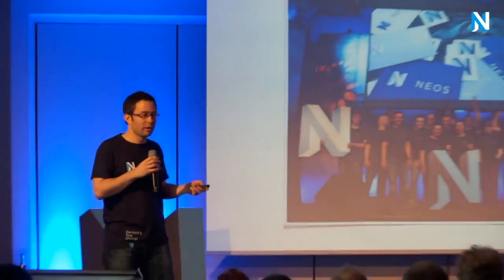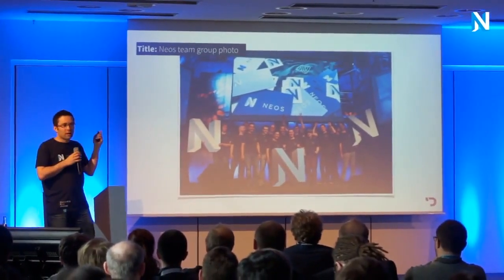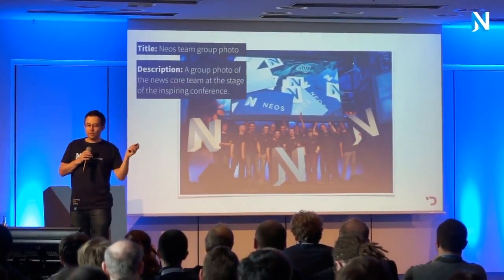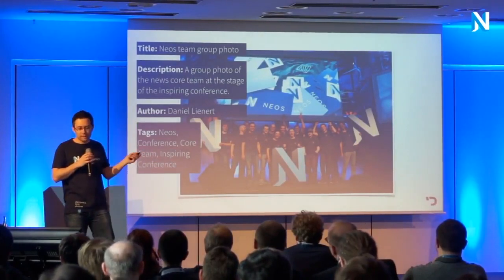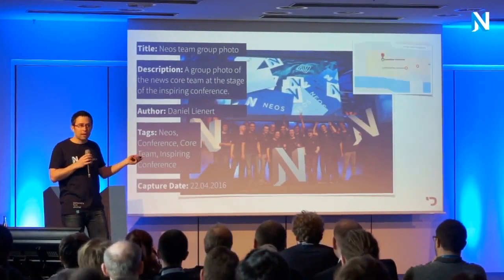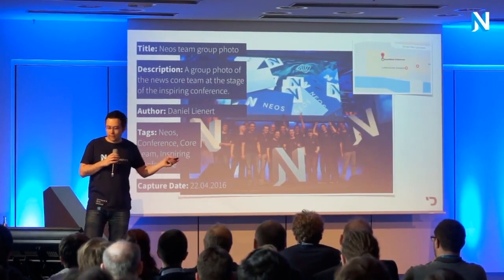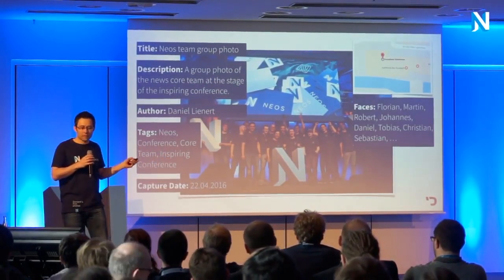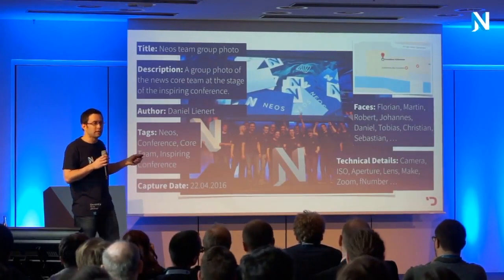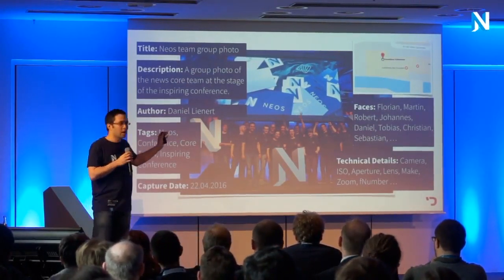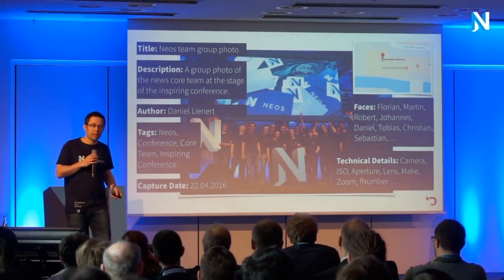And if I post-process images, I add a lot of metadata because I like metadata and I have a lot of images and I need to find them later on. So there is actually a title in that image, a description, author data, tags, the capture date, the location where it's taken, faces are recognized on that image, and also we have a lot of technical details. All of those details are automatically entered by the camera itself.